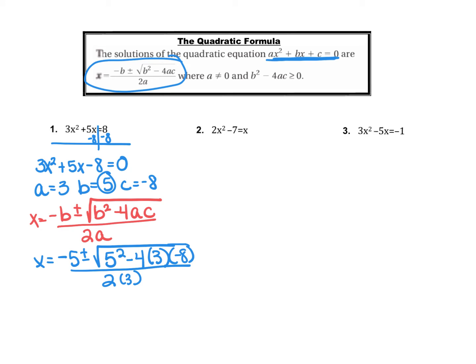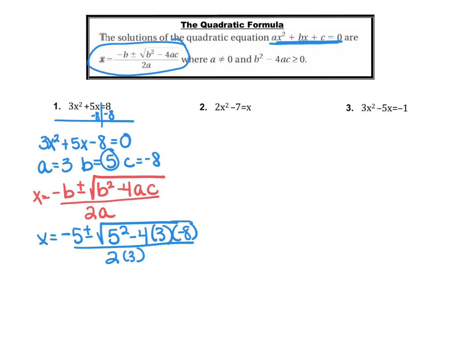Okay, so now we need to simplify this. When we simplify, we're going to start by doing the square root right here, because otherwise we're going to have to put it into our calculator a few times. We don't want to have to do that. So what I want to do is plug into my calculator the square root of 5 squared minus 4 times 3 times negative 8.